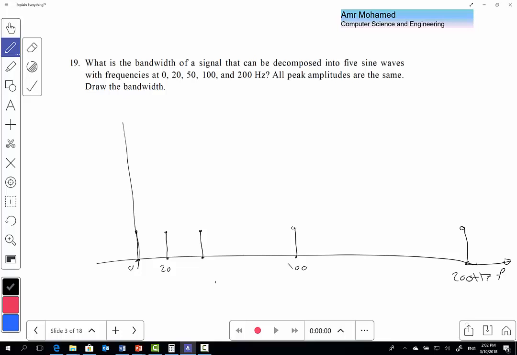All right, so simply the bandwidth, as we all know, is the maximum frequency minus the minimum frequency, which is 200 minus 0, that's 200 hertz. So that's a warm-up exercise.